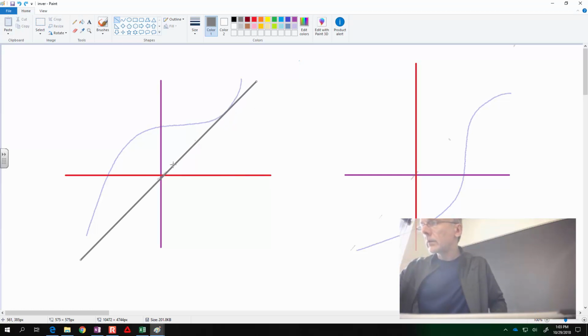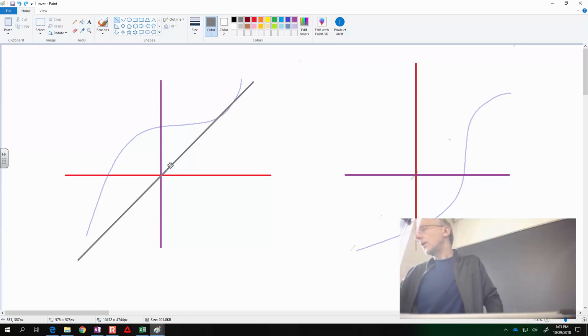Okay, so it happens to be touching the graph of the function over there. Okay, so I'm doing 45 degrees again on the other one.